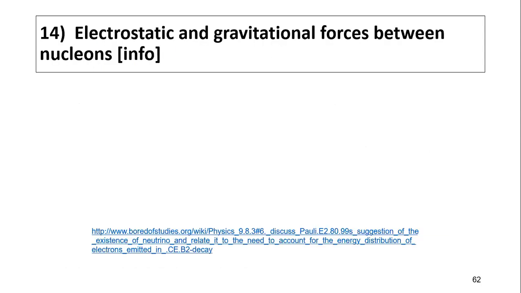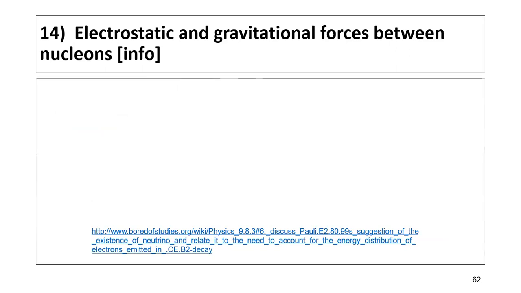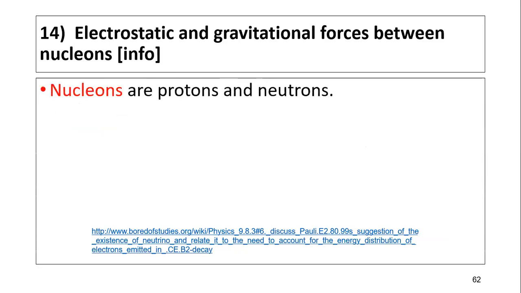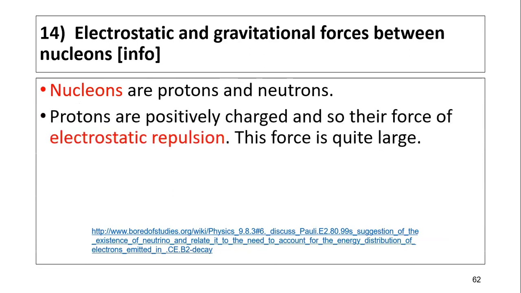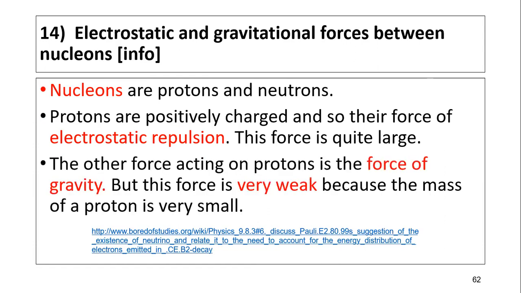Okay, this is for your info, just to help you understand why we have binding energy. Electrostatic and gravitational force between nucleons. Nucleons are protons and neutrons. Protons are positively charged, so there is a force of repulsion. Proton and proton will repel each other with electrostatic repulsion, and the force is very large. The other force acting on a proton is the force of gravity. This force is very weak, right? Because the mass of a proton or a neutron is very small.